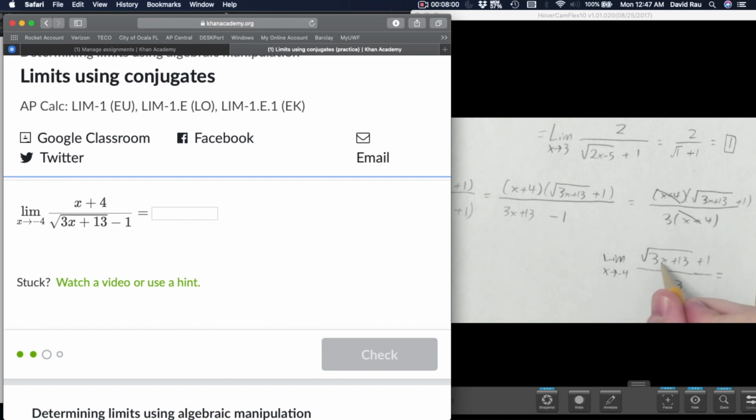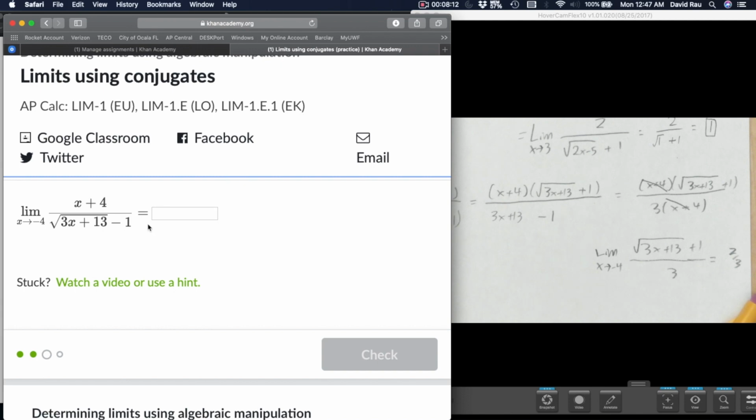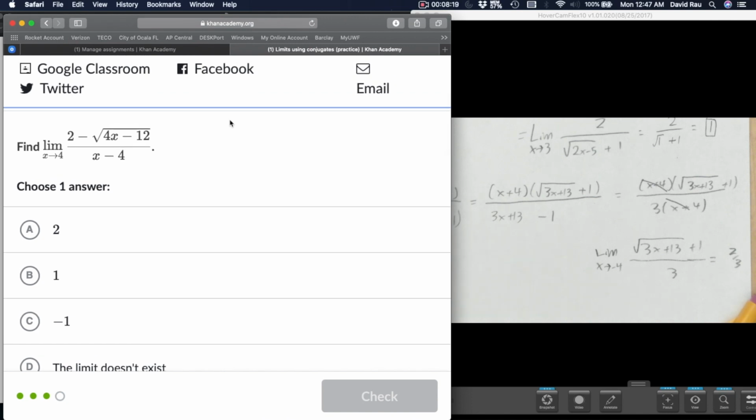When you plug in -4 here, this is -12, so -12 plus 13 is 1. The root of 1 is 1. 1 plus 1 is 2, so we get 2/3. And we've got one left over. I'm waiting for one last thing to happen here, and this is it.